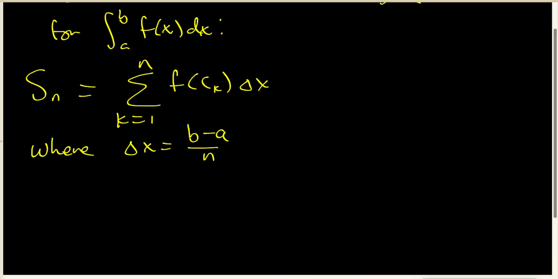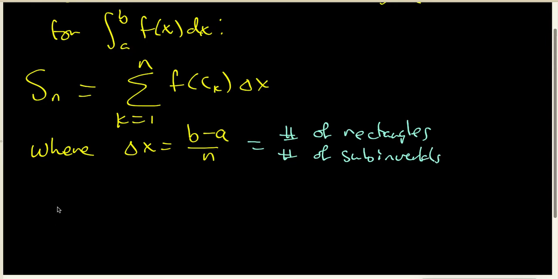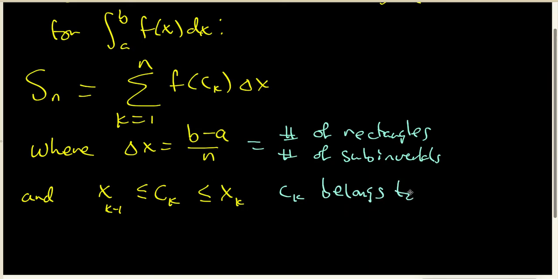Informally, it's important to remember that n is the number of rectangles that we are using. It is also the number of subintervals. And back to the formal stuff, our sample point has to lie between x sub k minus 1 and x sub k. And informally, this is simply saying that c_k belongs to slice k.